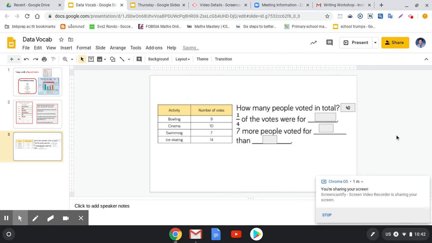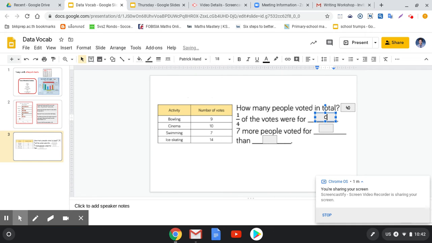So I'm going to use my fractions knowledge here and go, right, a quarter of the votes were, well, a quarter of 40 is 10, because 10 goes in 4 times. So it must be cinema. So a quarter of the votes were for the cinema. Must be something good on at that time.